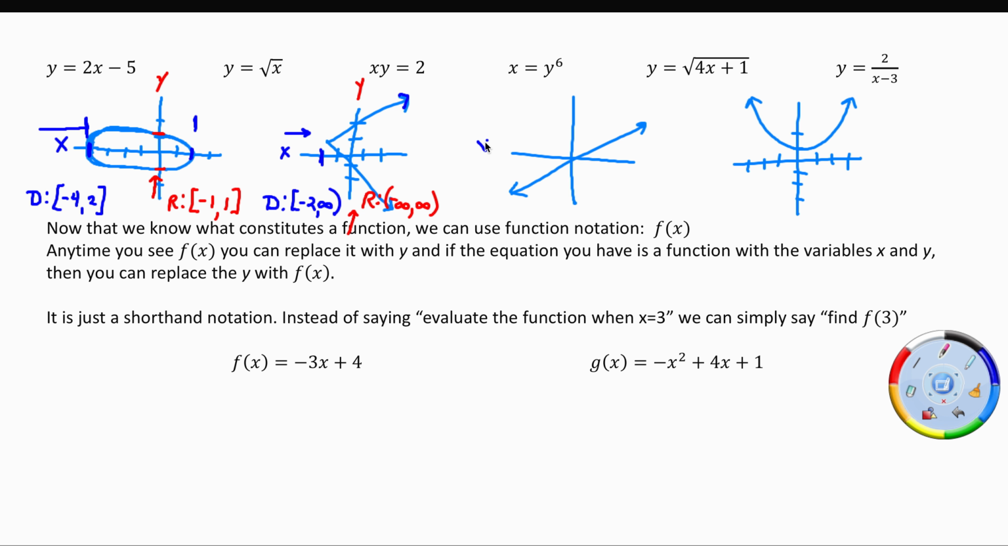Domain is asking about the x's. Well, I have arrows going in both directions. So my domain is -infinity to infinity. And the range is asking about the y's. The first thing I come to when going up my y-axis is an arrow that's going down forever. The last thing is an arrow going up forever. So the range is -infinity to infinity.